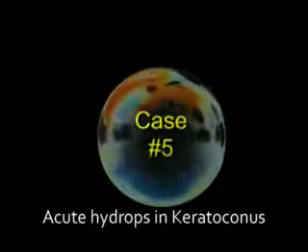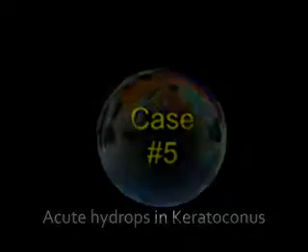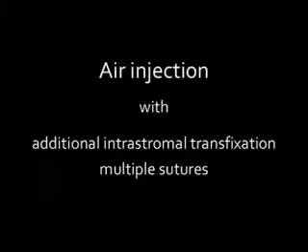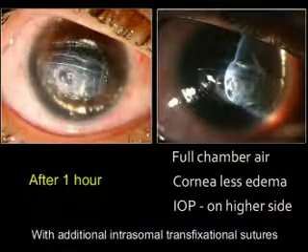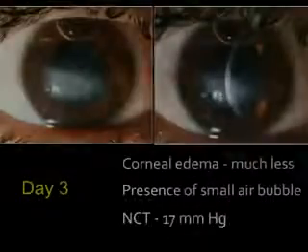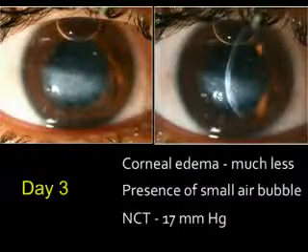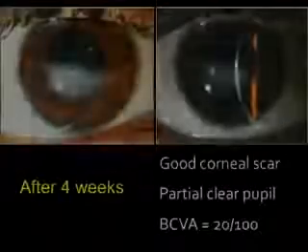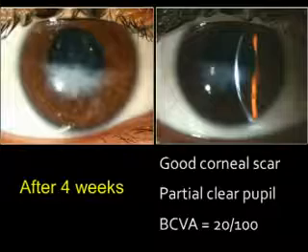Case 5. Acute hydrops in keratoconus. Here is a case of acute hydrops where similar principle of air injection was used. Additional intrastromal transfixation multiple sutures were helpful. Patient was asked to maintain supine position for overnight. Day 3 after air injection, corneal edema much less with presence of small air bubble. Good corneal scar after 4 weeks with partial clear pupil and vision of 20/100.